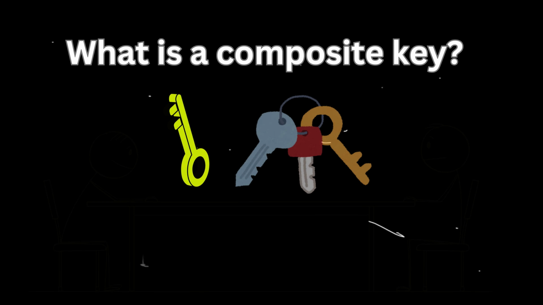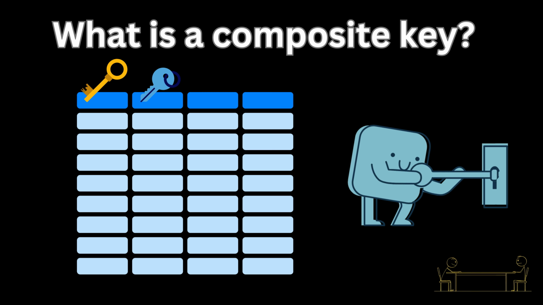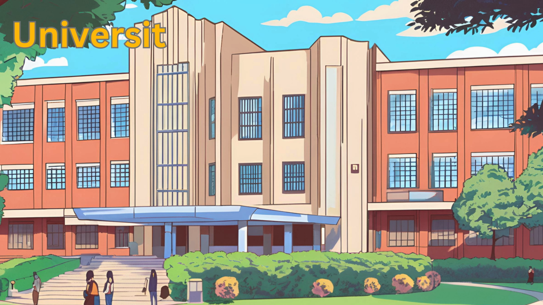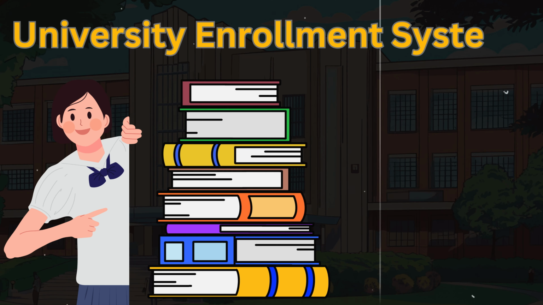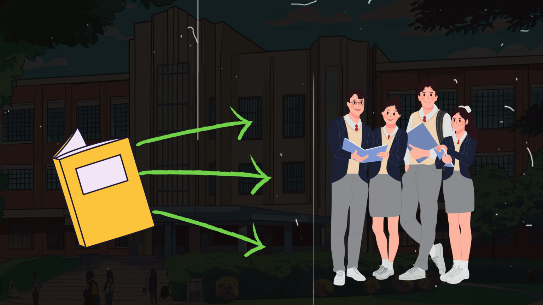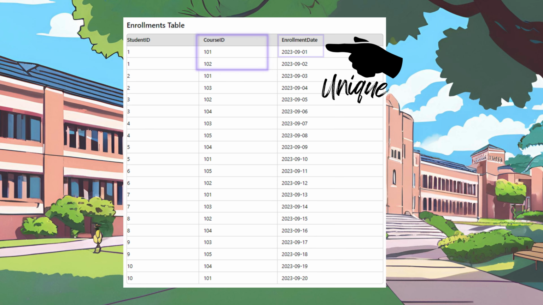What is a composite key? A composite key is a primary key composed of multiple columns that together uniquely identify a record in a table. Think of a university enrollment system. A single student can enroll in multiple courses, and each course can have multiple students. To uniquely identify each enrollment, you need both the student ID and the course ID. Together, they form a composite key, ensuring that each enrollment record is unique.